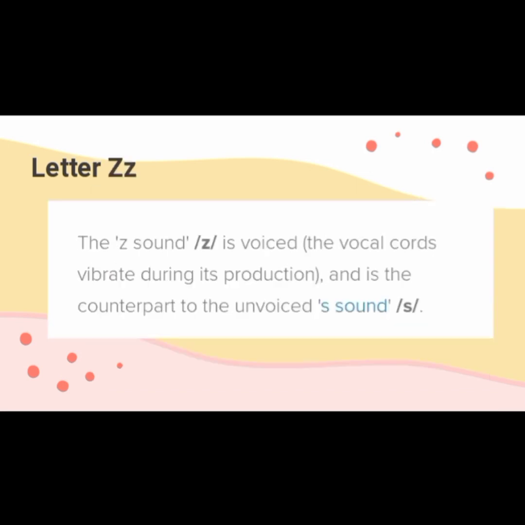The next letter, the last consonant letter, is the letter Z. The Z sound is voiced. The vocal cords vibrate during its production, and it is the counterpart of the voiceless S sound, S. For example, we will produce the word zebra. We will start with the sound of Z, as in zebra.